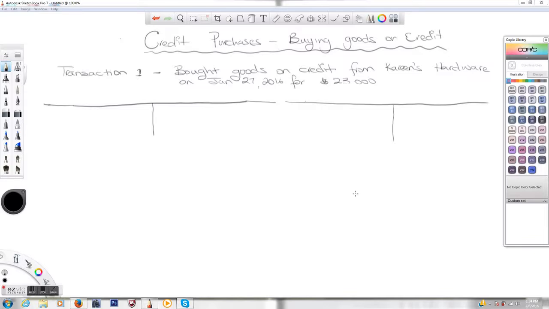So as usual, the first thing we're going to do is to decide what two accounts are affected by this transaction. Bought goods, which is purchases, and Kareen's Hardware. Alright, so let's just head up our T accounts that we already pre-drew. So the purchases account and Kareen's Hardware.